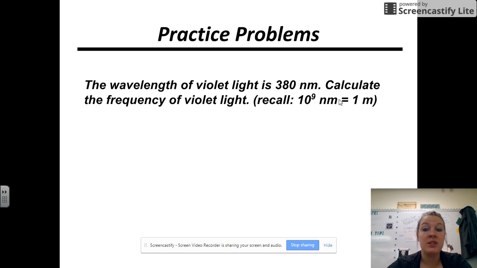Oh, recall that nanometers equals 1 meter. Okay, so this is important. When we do calculate this and we spit out a number at the end, your answer is going to be in meters. We need to make sure we put it in nanometers. Oh, sorry. We actually need to put this in meters. My bad. We need to convert 380 to meters first. Then we can plug it into the formula. So remember that for every meter, there are 10 to the 9th nanometers.